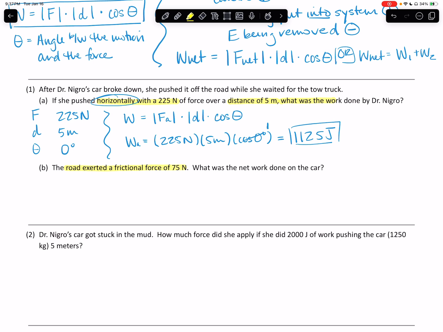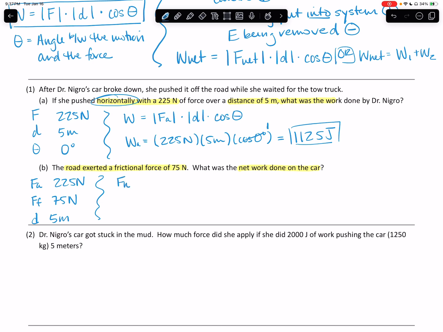Now for part 2, friction is being exerted by the road in the tune of a force of 75 newtons. So now what was the net work done on the car? I have 2 choices. I can calculate Fnet and then calculate net work, or I could calculate the work done by this frictional force and then subtract that from the work I found up in part A. We know the applied force from the first part was 225 newtons, I've been given the frictional force at 75 newtons, and I know that my distance is 5 meters. I think that what I'm going to do is calculate Fnet.